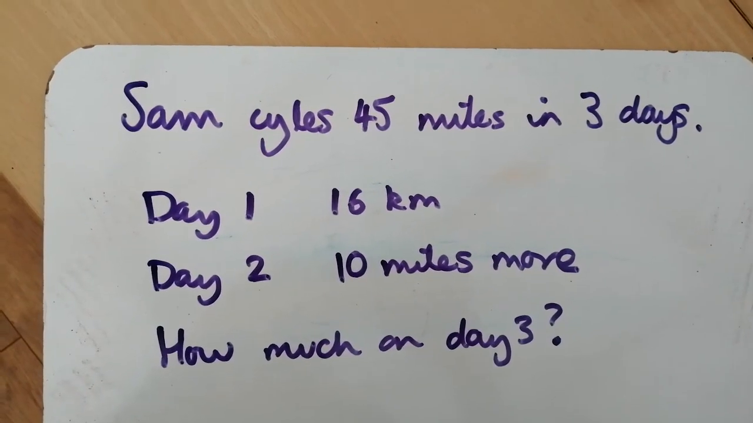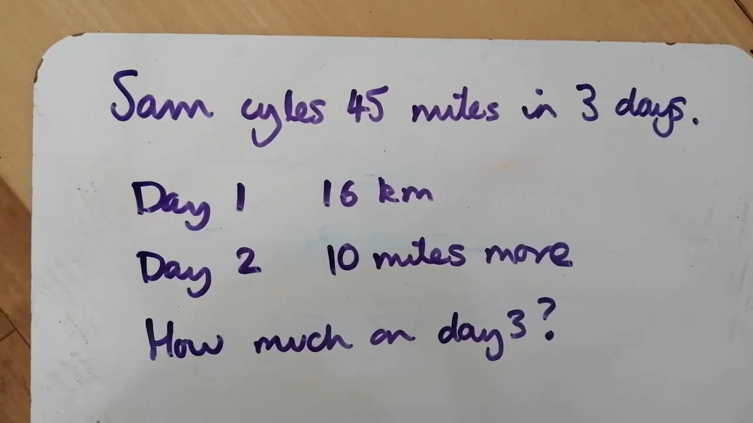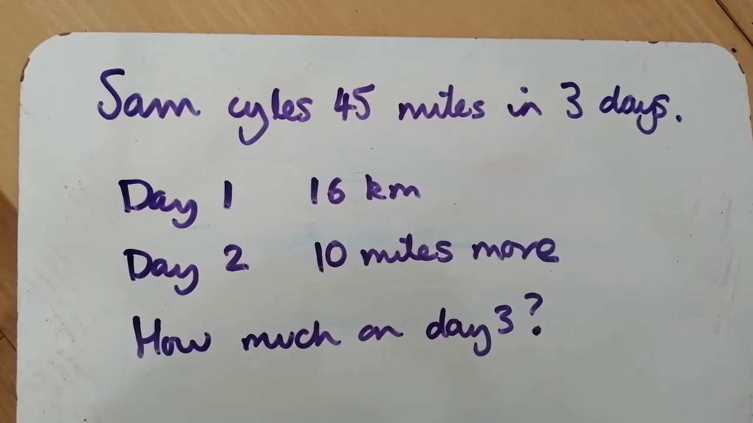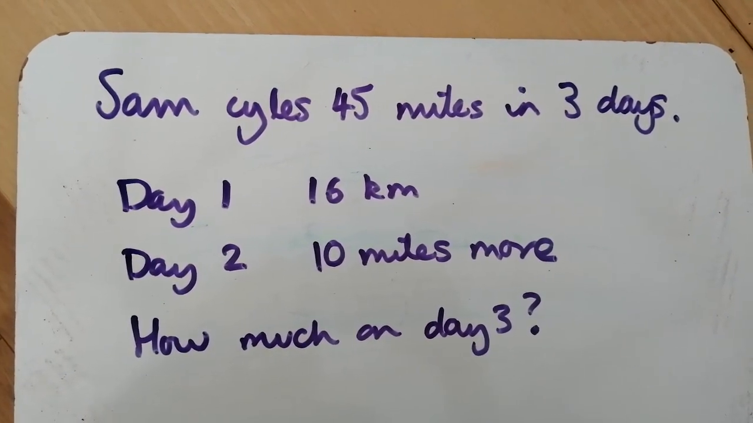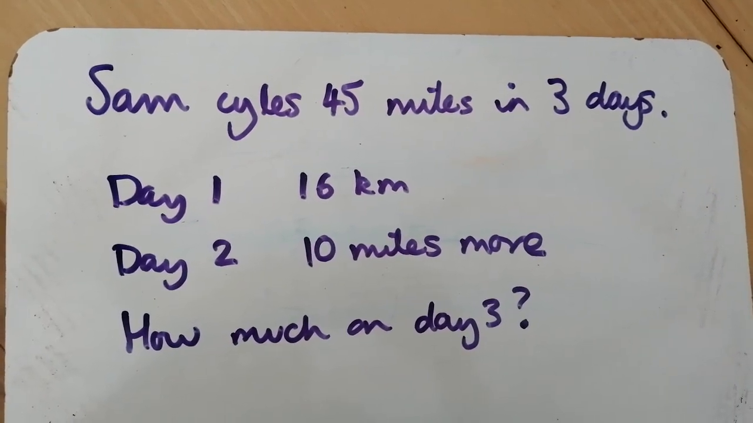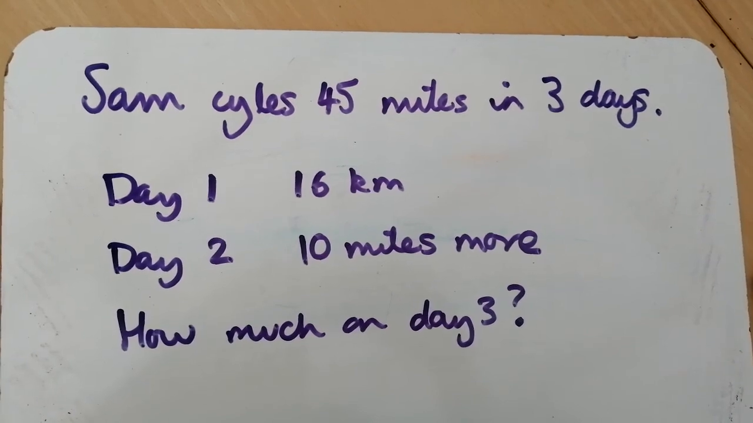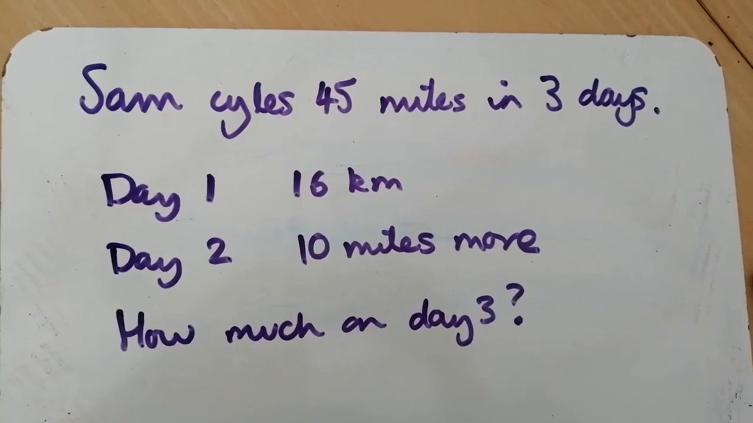And this is the last challenge for today. Sam cycles 45 miles in 3 days. On day 1, he goes 16 kilometres. On day 2, he goes 10 miles more than that. How much does he cycle on day 3? And you need your answer in both kilometres and in miles.